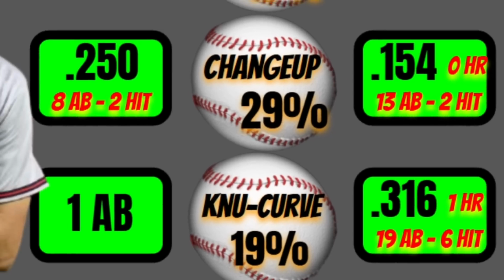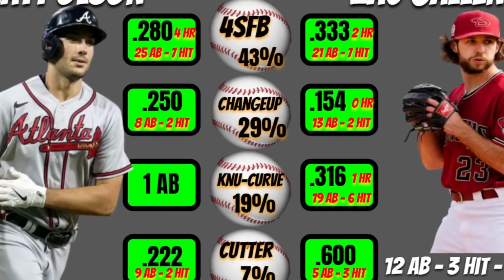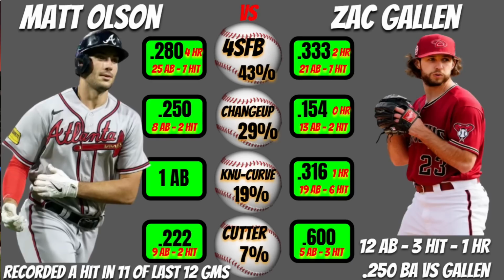First matchup, Matt Olsen versus Zach Gallen. You can see Gallen's arsenal in the middle of the screen right there, the pitches he throws, the percent by which he throws them, and he favors that four-seam fastball about 43% of the time. And I'm loving that because with Olsen, he's crushing this pitch this season. A 25 at bat, 7 hits, 4 home runs, a .280 batting average versus that pitch.